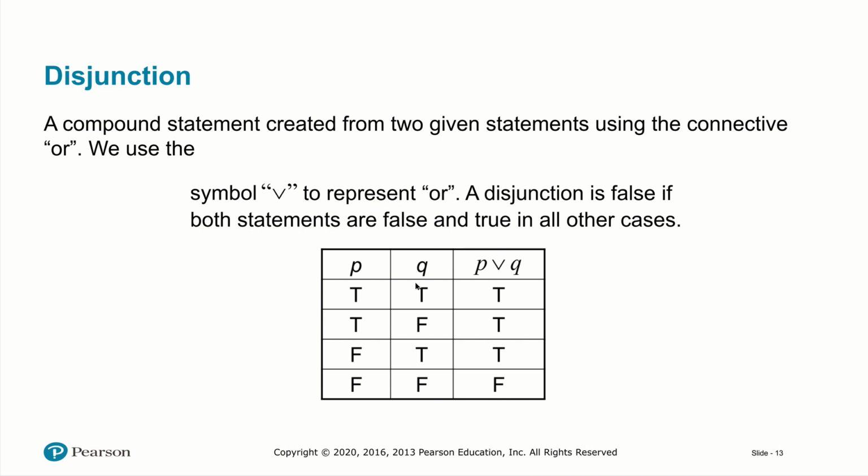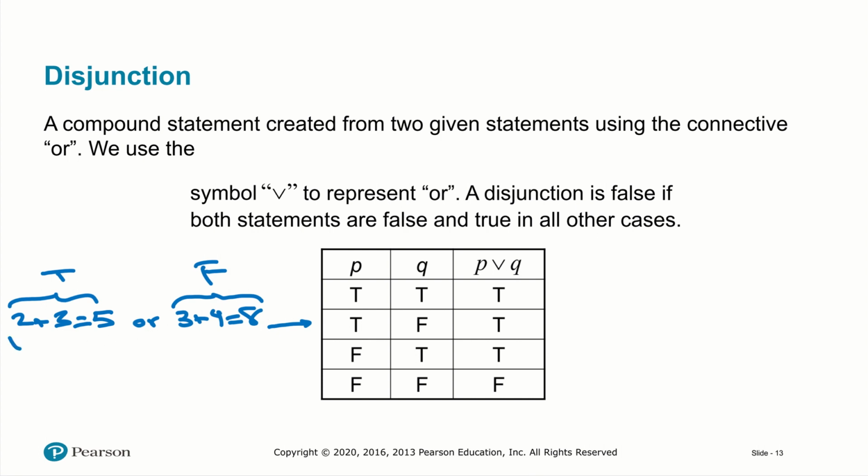As long as one of them is true, because you're saying either, for example, let's go back to the example we were using for this row. We said 2 plus 3 equals 5, or 3 plus 4 equals 8. Well, notice this is true, this is false. But as an or statement, I'm saying, hey, either this is true or this. So because it's an or statement, as a disjunction, the whole thing becomes true.